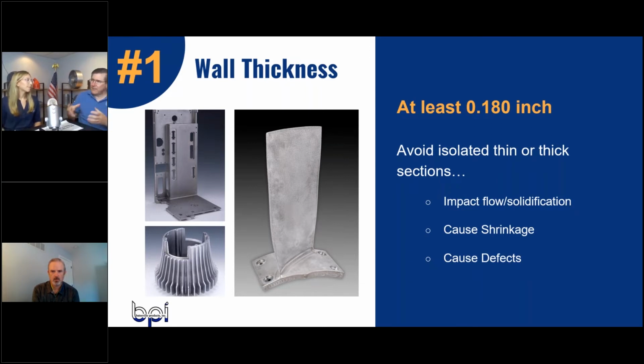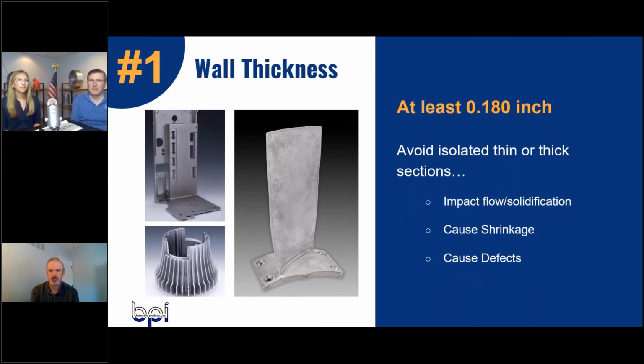And if you have a heavy section right next to a very thin section, that thin section could freeze off and not permit the proper liquid metal fill before the solidification occurs. So you want to have gradual transitions between section thicknesses wherever possible. That's definitely one of the rules, to avoid those isolated thin or thick sections.